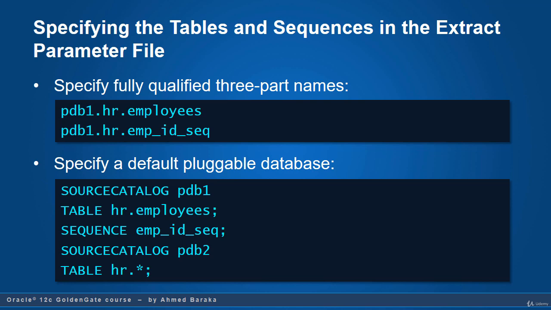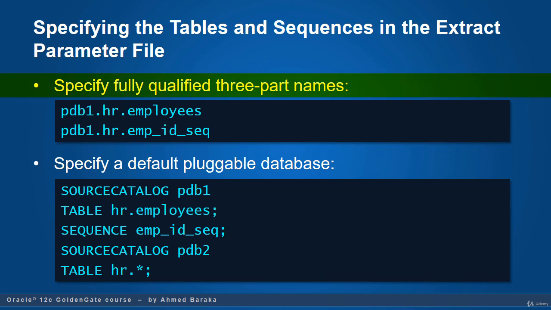The extract logs on to the database using a common user. It can extract the transactions from all the configured PDBs. Now, the basic question is, how can we instruct the extract from which PDB it should capture the transactions? There are two ways to achieve this task.